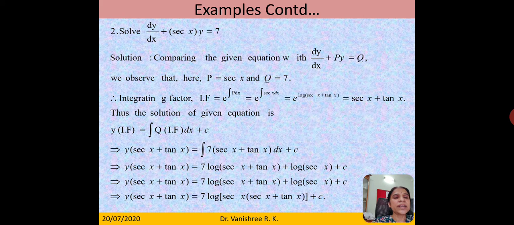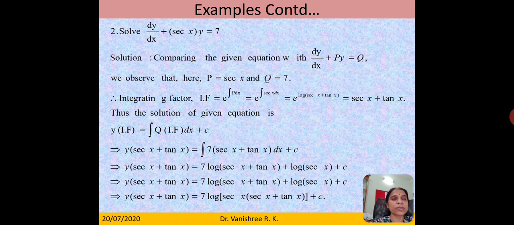Secant x integration is log secant x plus tan x, and tan x integrates to log secant x, so plus a constant of integration. You just simplify that and use log a plus log b. Therefore, we can write it as y into secant x plus tan x is equal to 7 times log of secant x into secant x plus tan x plus c. So this is how you need to find the solution.